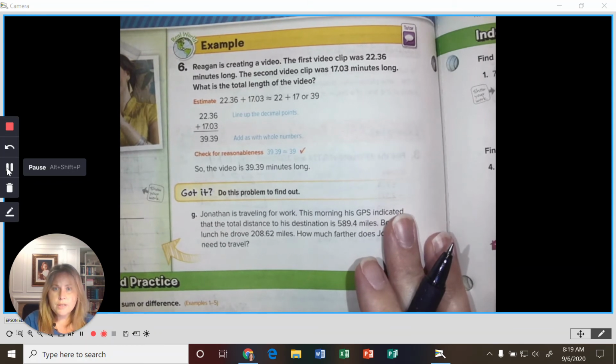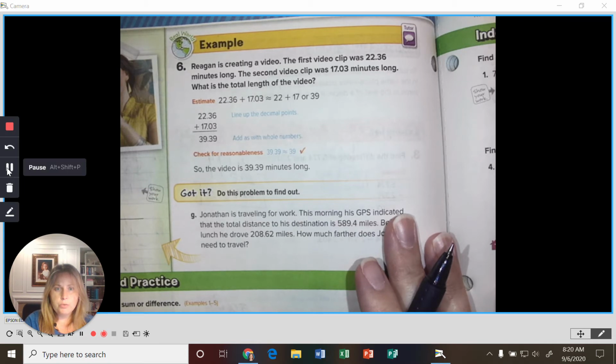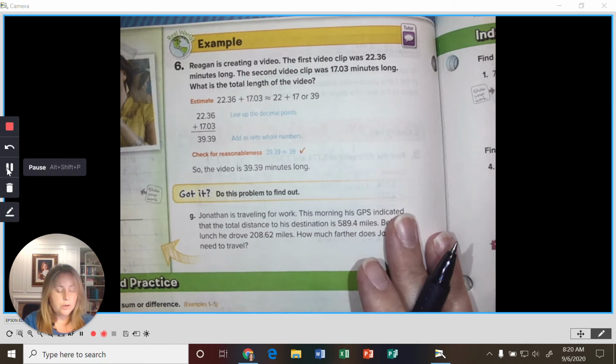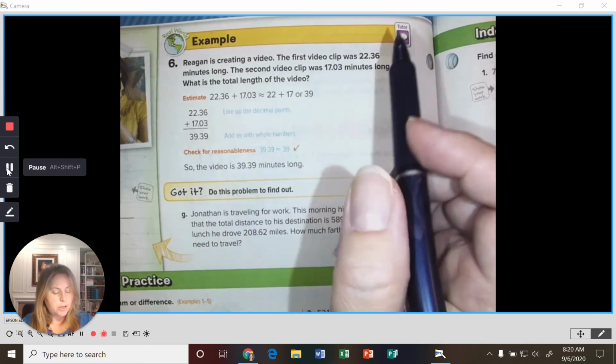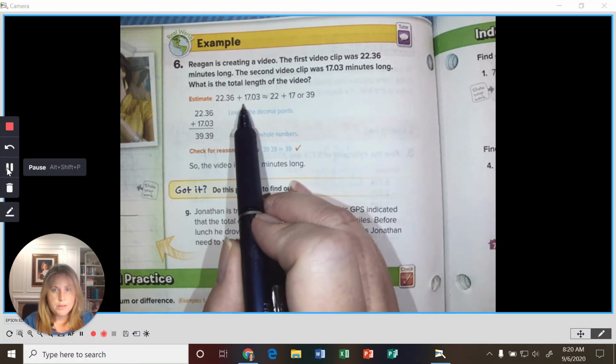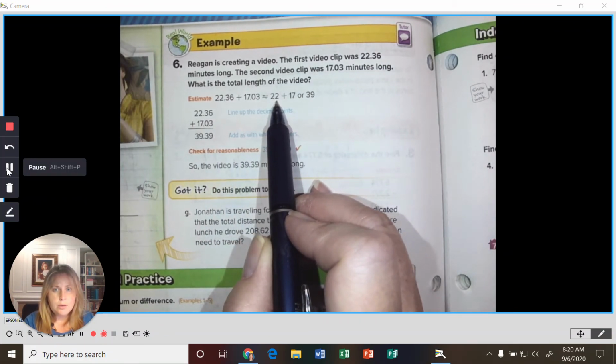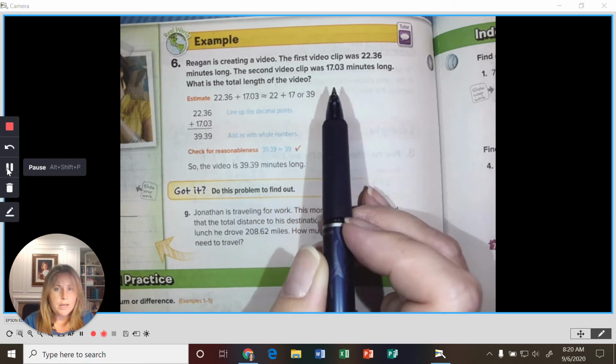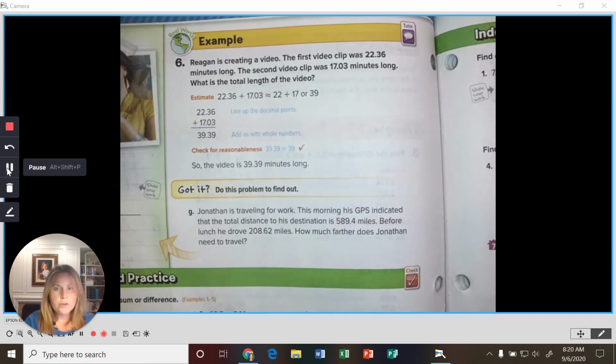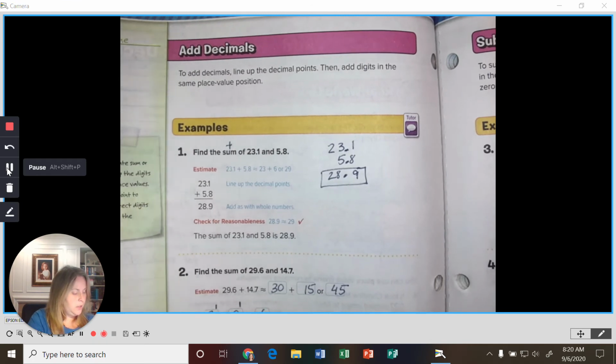Reagan is creating a video. The first video clip was 22.36 minutes long, and the second video clip was 17.03 minutes long. What is the total length of the video? Okay, so our work is already done here for us. So we have 22.36 plus 17.03. They estimated that to 22 plus 17, which is 39. Great. Actually, over here, I'm going to go back just for a second.